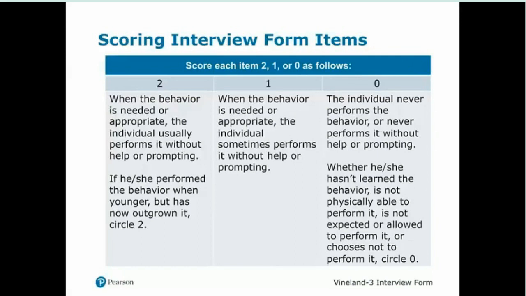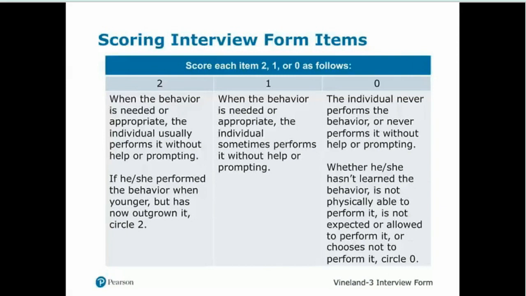For example, if a parent says, well, I haven't taught my child that behavior yet, but if I did teach them, I think that they could do it. Just because they think the child could do it if they taught it does not mean that you score a 1 or a 2. If they haven't learned the behavior because they haven't been taught it yet, it would be considered a 0. Another example is if they're not allowed to do the behavior, it's also scored a 0.